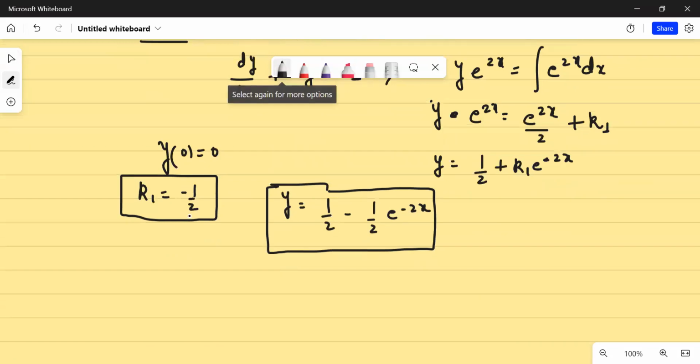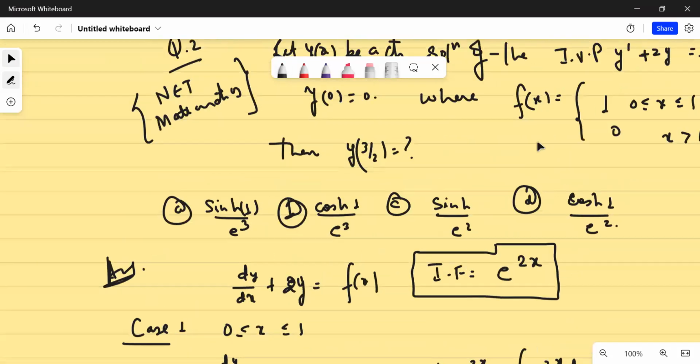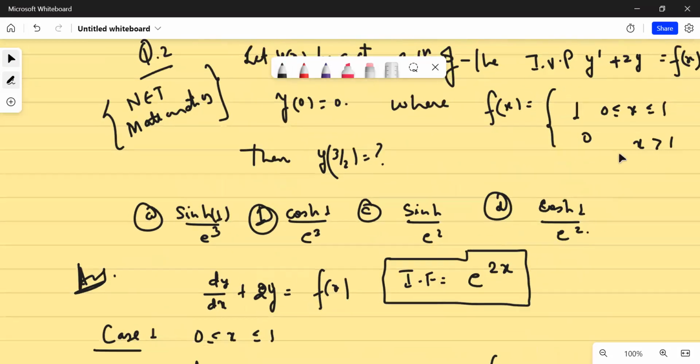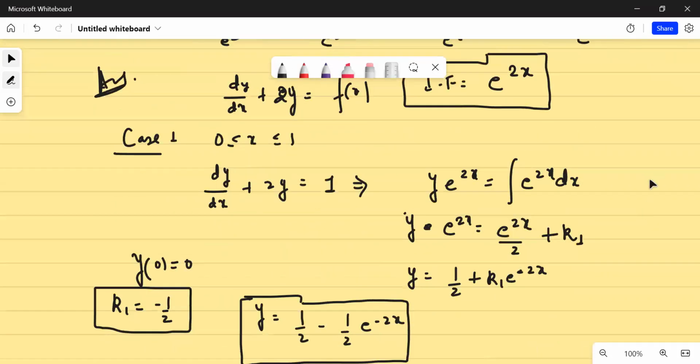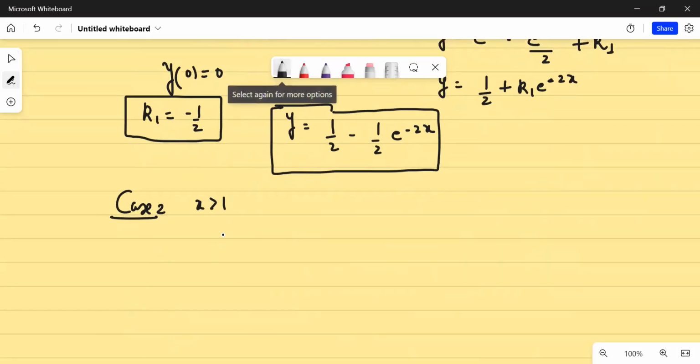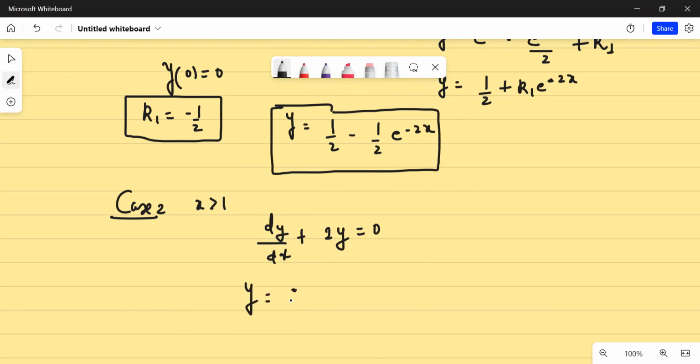Now let us take case 2. If your x is greater than 1, then what does the function say? The function says that for all x greater than 1, your function would be 0. So for all x greater than 1, if my function is 0, I'll write dy by dx plus 2y is equal to 0. Is that clear? Now my y would be like k2 e to the power minus 2x. Is that clear? Yes or no?